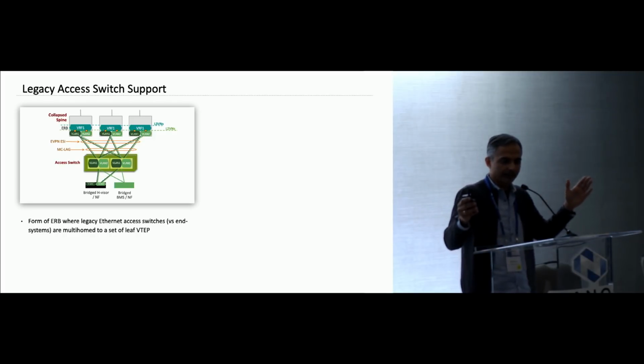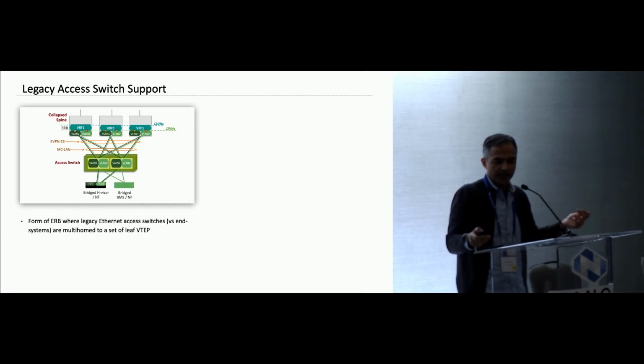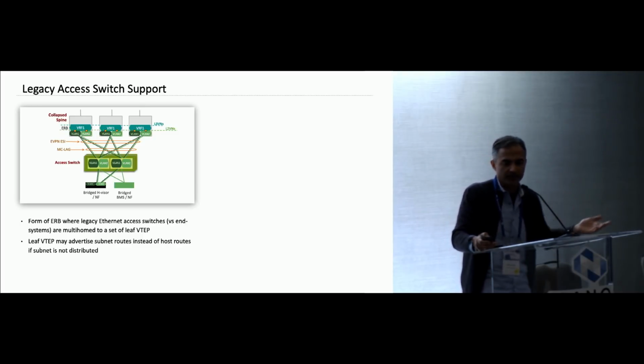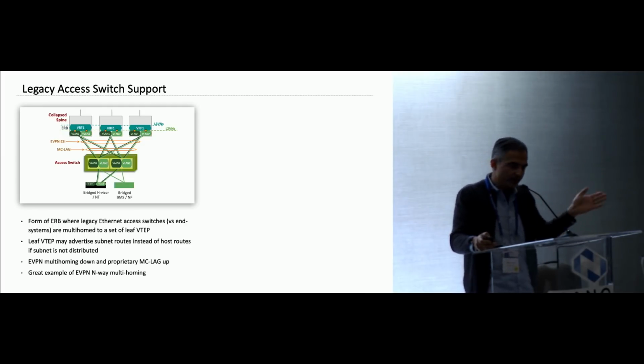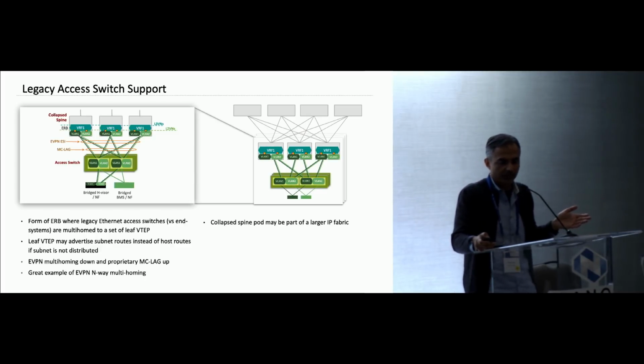Basically, if the subnet does not span beyond this collapse spine, I can just advertise the subnet routes. I don't have to advertise the host routes. So it's a variant of ERB where I'm advertising subnet routes instead of host routes. And I'm doing EVPN multi-homing down to the access switches and MC-LAG up from the access switches. And this is an example of N-way multi-homing, using N-way multi-homing in EVPN.